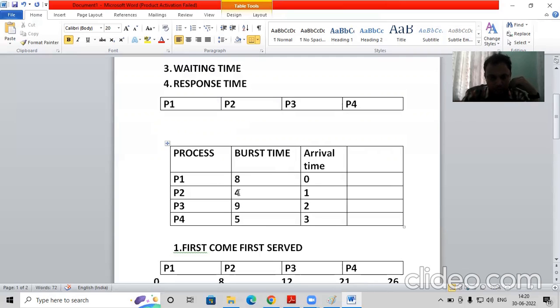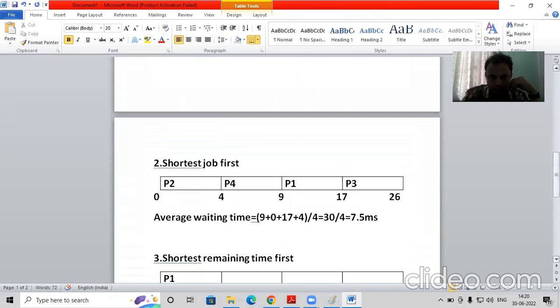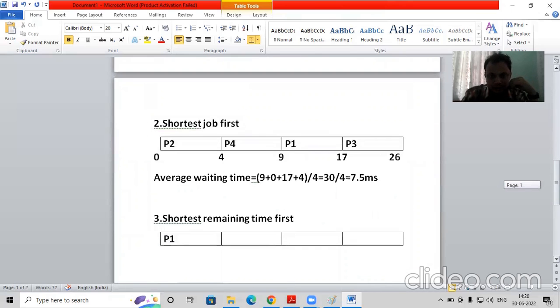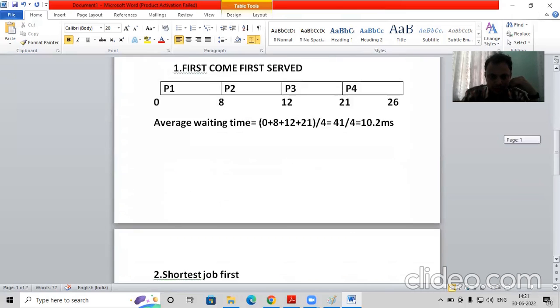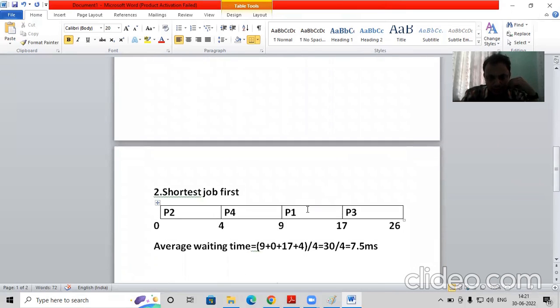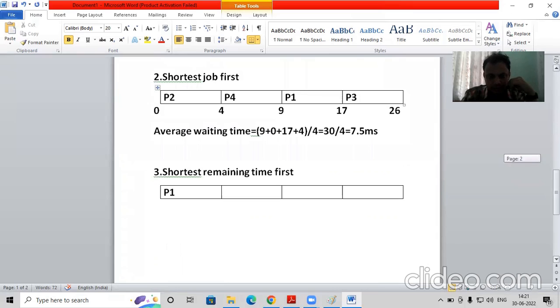7 is greater than 4, so P2 will execute first, and P1 will be preempted. Preempted means it will be stopped. Actually, there are two types of scheduling: preemptive scheduling and non-preemptive scheduling. In first come first serve and shortest job first, we have seen non-preemptive algorithms, where no process is stopped until it is finished. But shortest remaining time first is a preemptive algorithm, meaning any process can be stopped in the middle.